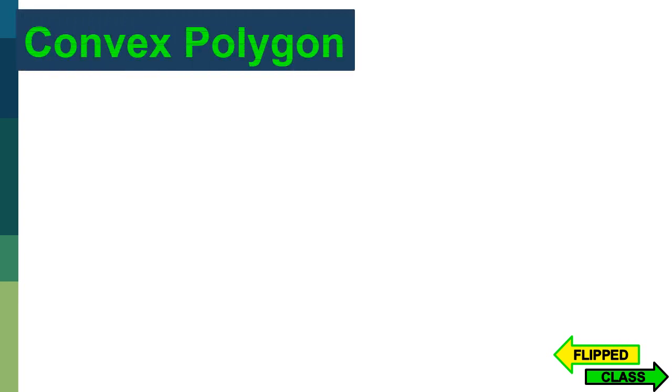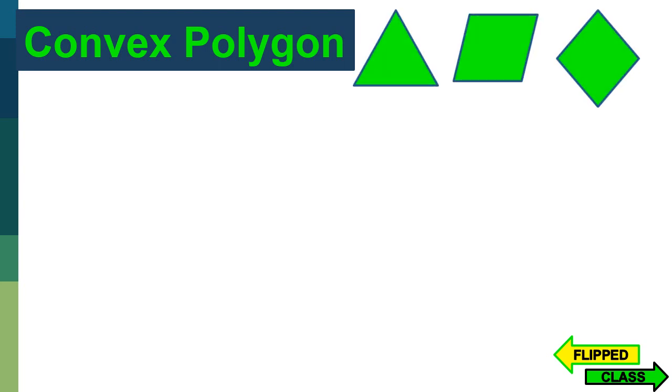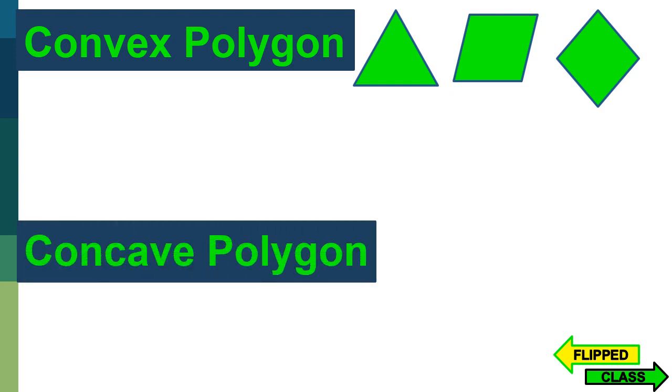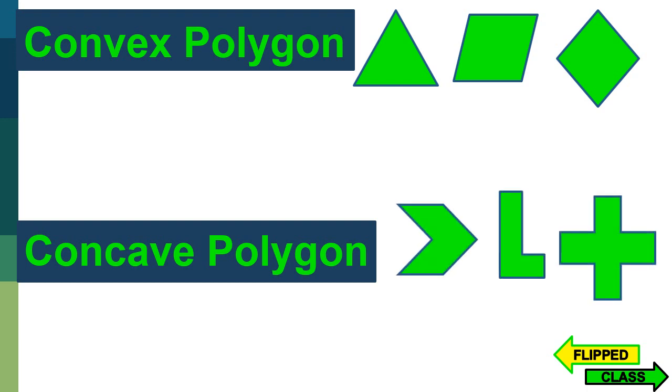Now, let's try to differentiate what convex polygons and concave polygons are. Here are examples of a convex polygon. The second group are considered as concave polygons. In 20 seconds, please differentiate convex from concave polygon. You may start.